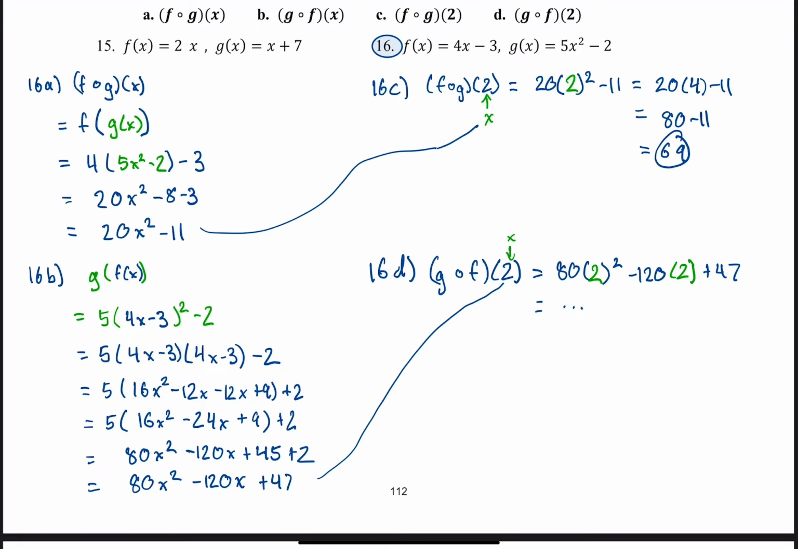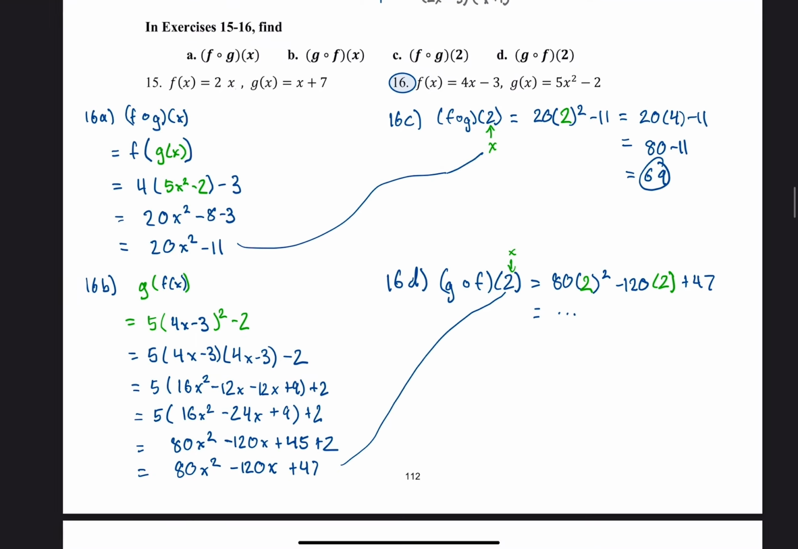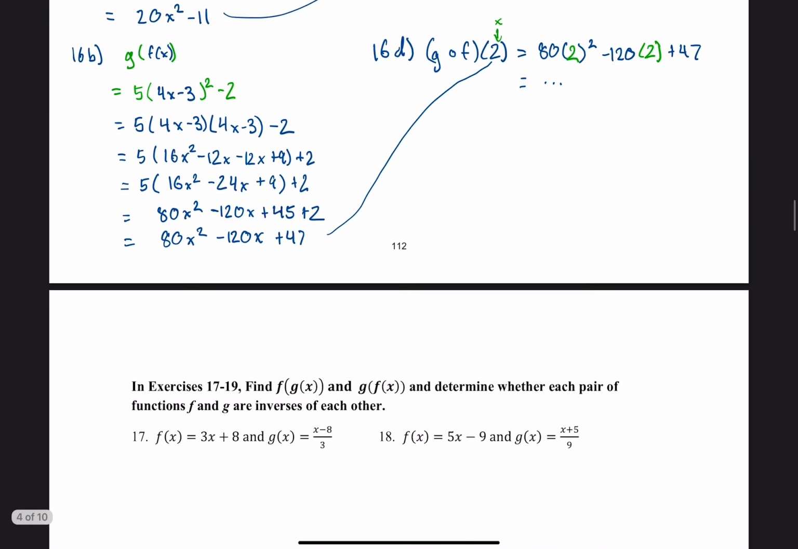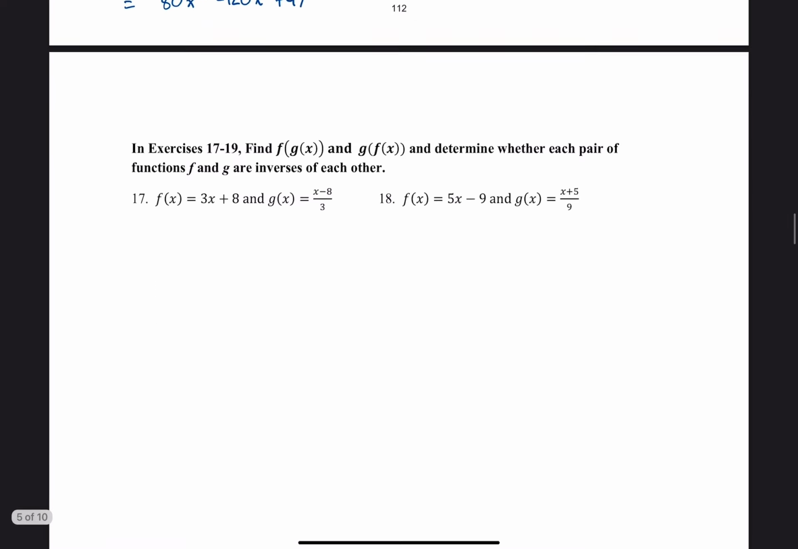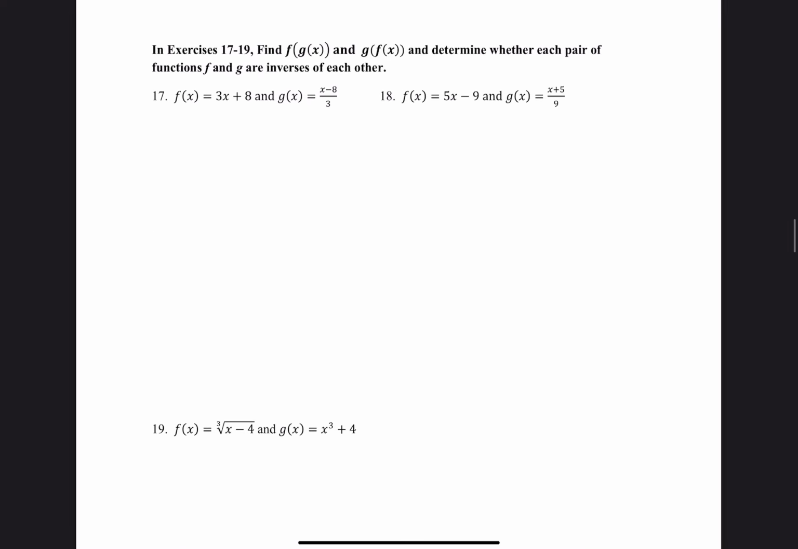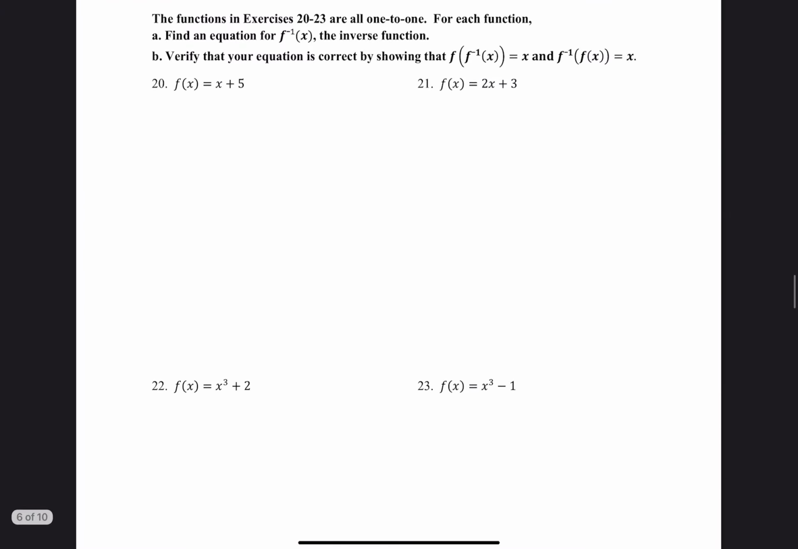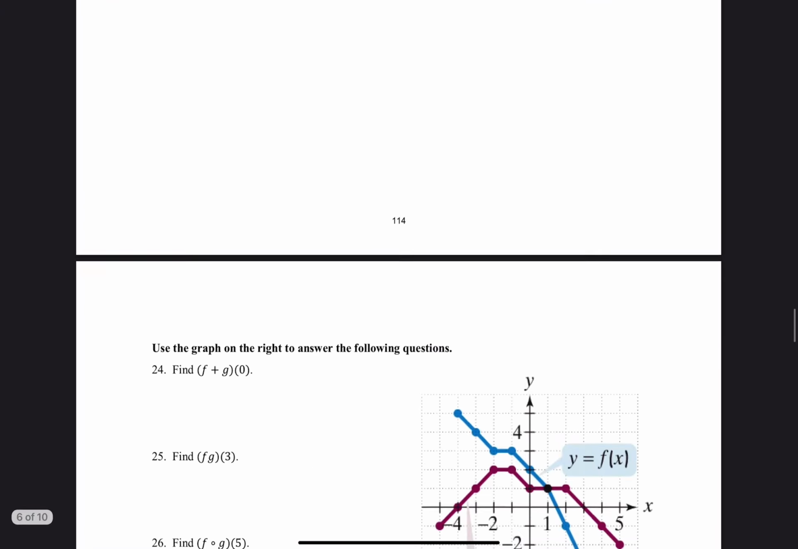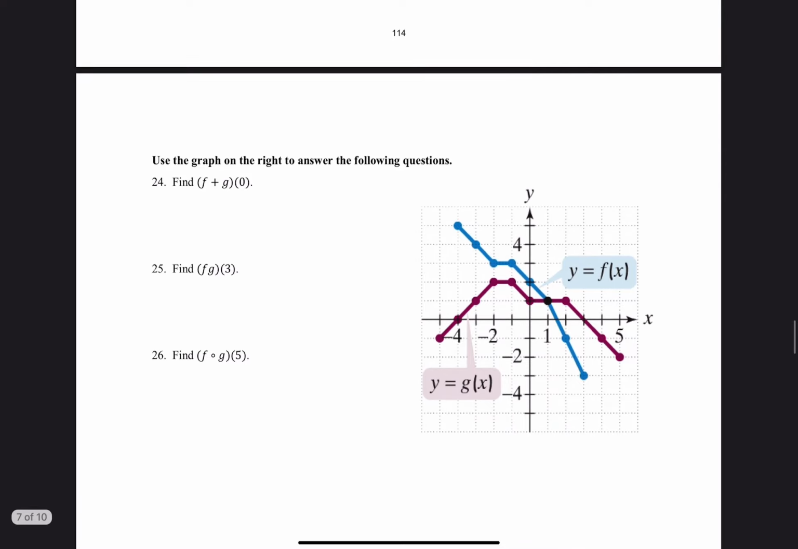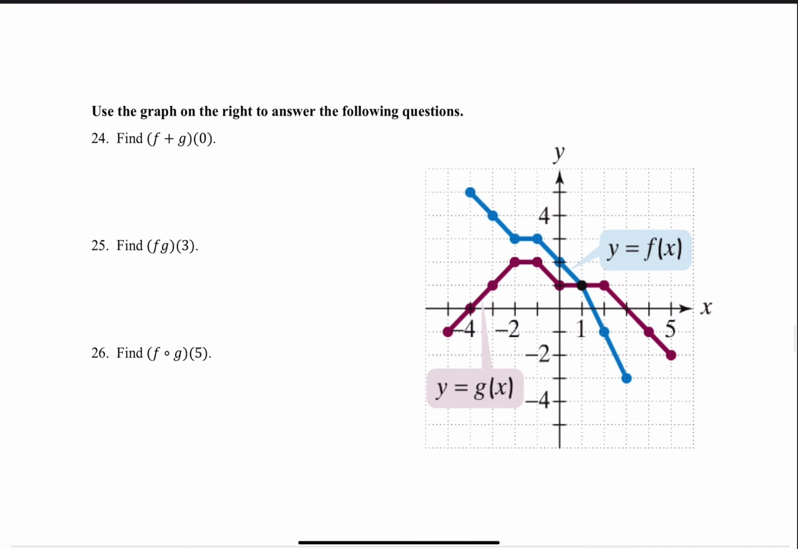All right, let's see what we have next. In 17, 18, and 19, we're going to talk about inverses. Same with 20 through 23. And then for 24 through 26, we actually step back to 2.6. So this one is what follows in the notes next. Let's go ahead and do that.